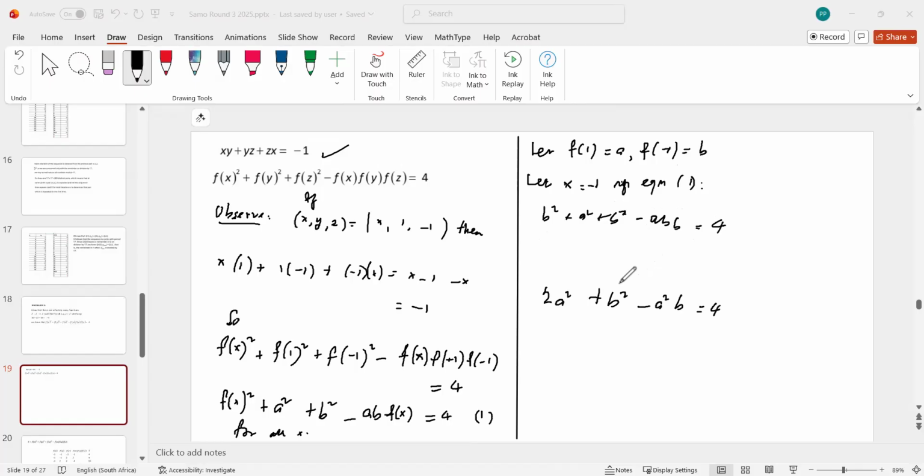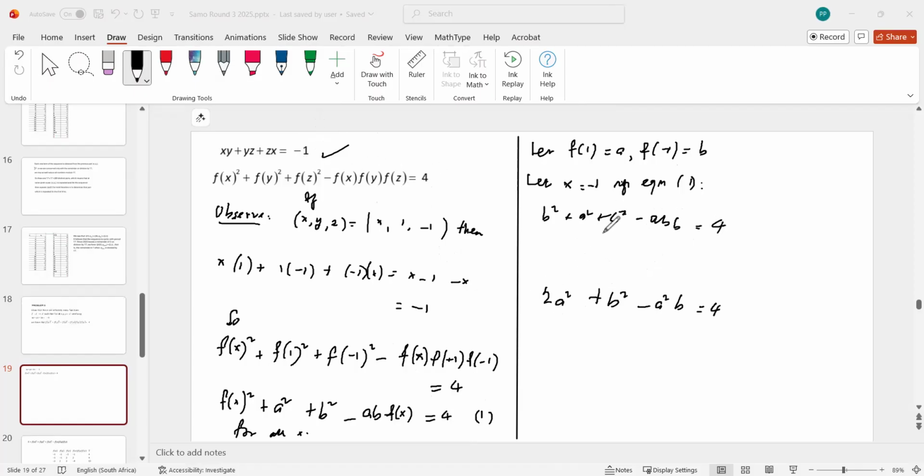That's still equal to 4. See, we can use this because these numbers satisfy the condition. So we are allowed to use this. We can't, this is not always true. It's only when that is satisfied.